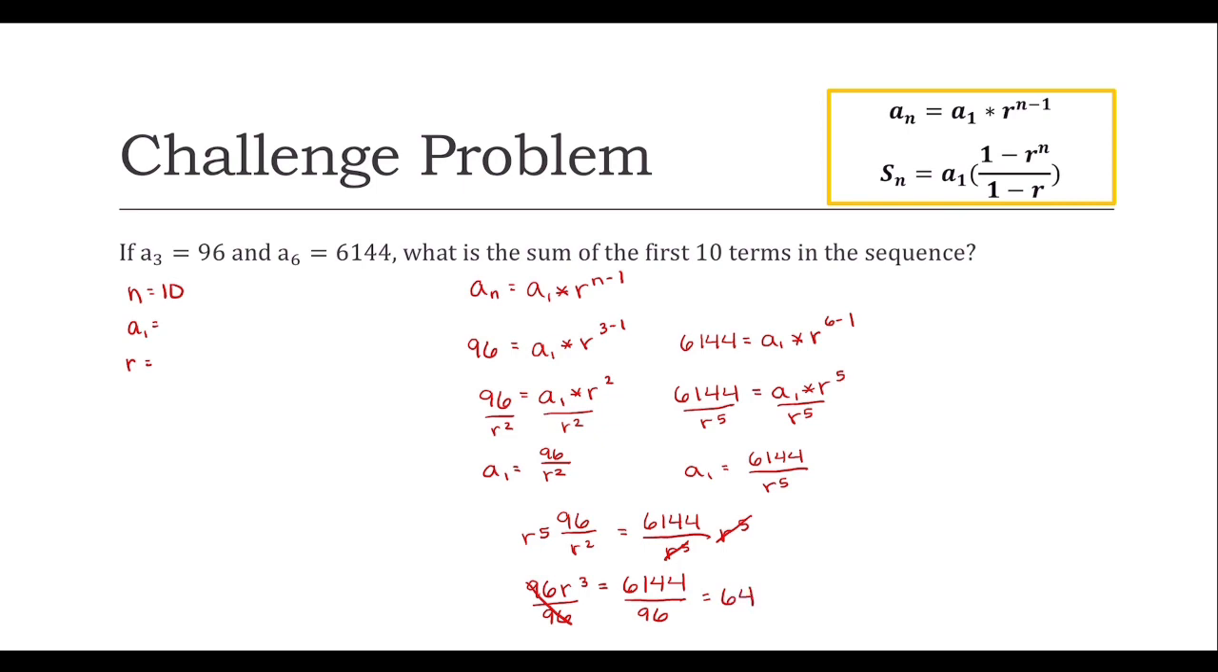So then we need to take the cube root of 64 and r cubed to find r. So we have r cubed equals 64. And when we take the cube root of both sides, we get that r equals 4.